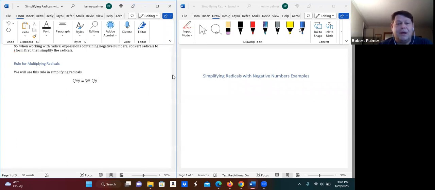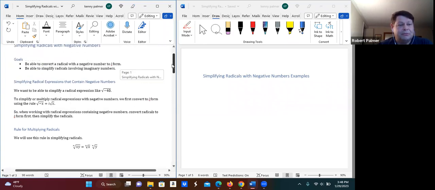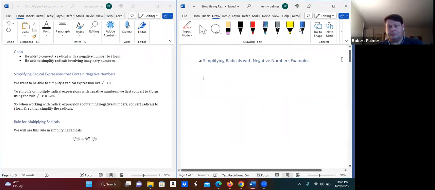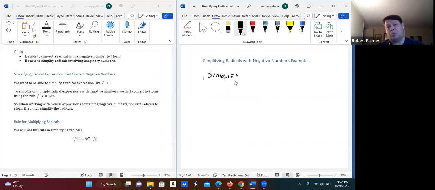So let's take a look at a few examples over here. Our directions would just be to simplify. Of course, that means put it in I form, then also make sure your radical is in simplest form possible. Let's take a look at our first one, the square root of negative 49. Okay, so the square root of negative 49.